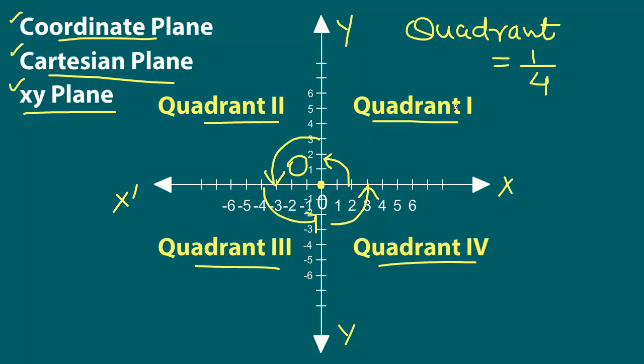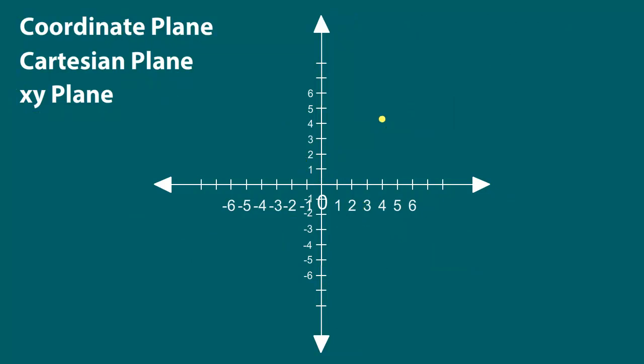Now let's take a look at, generally speaking, if we have any given point, how we can find out the coordinates. If we have any given point, all we have to do is simply find out the perpendicular distance of this point from both of these axes.